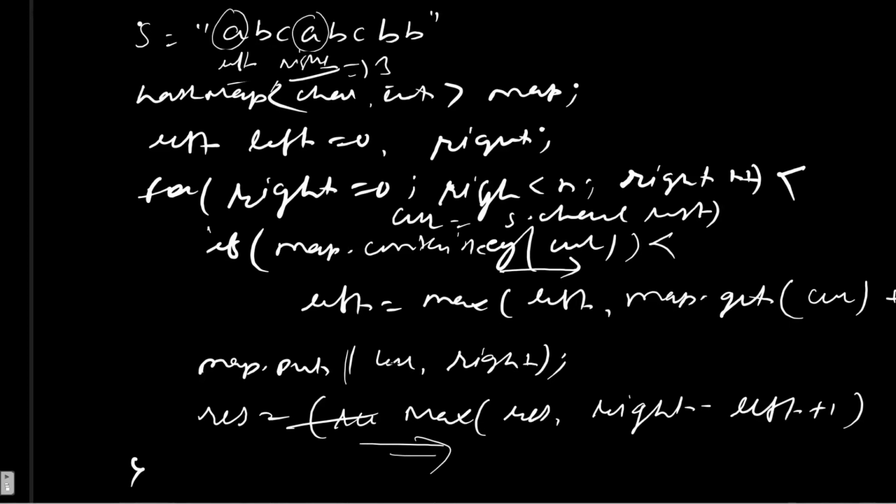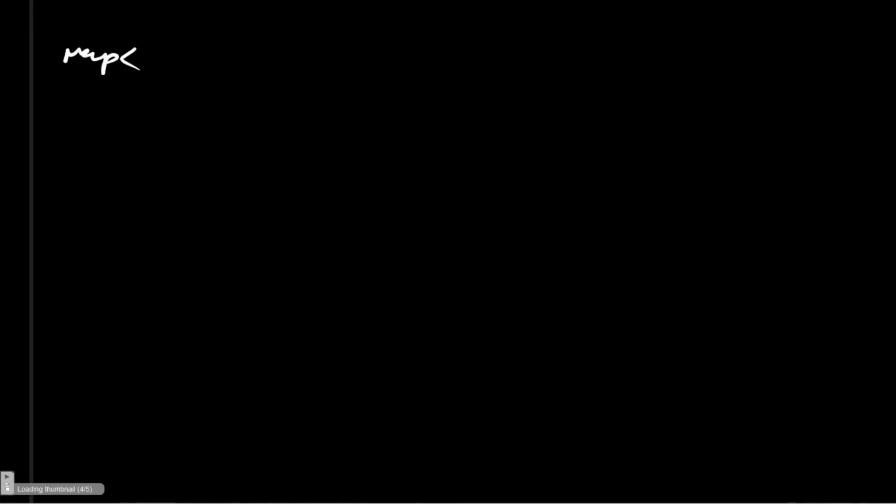Now let's do a dry run for this problem and understand it. So s equal to a b c a b c b b, and there is a hash map.